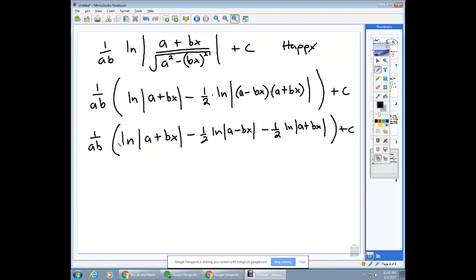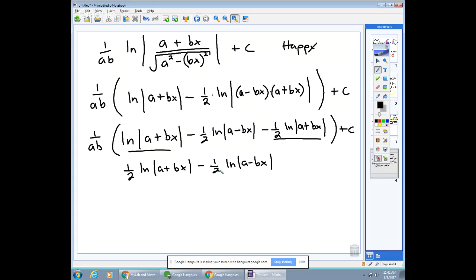If I have a whole natural log of a plus bx and I take away half of a natural log of a plus bx, what's 1 minus a half? A half. So then I'm going to get a 1/2 when I combine this with that, natural log of a plus bx. Chilling out here is the minus 1/2 natural log of a minus bx.